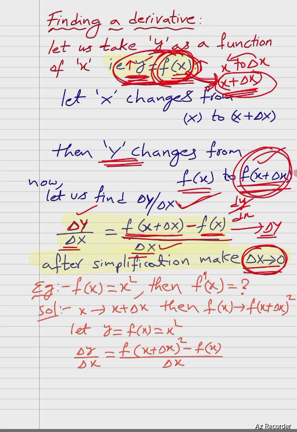Here I have given a function f of x is equal to x square. Suppose f of x is equal to x square. How do you get the graph? For f of x equal to x square, you get the graph somewhat like this, isn't it?